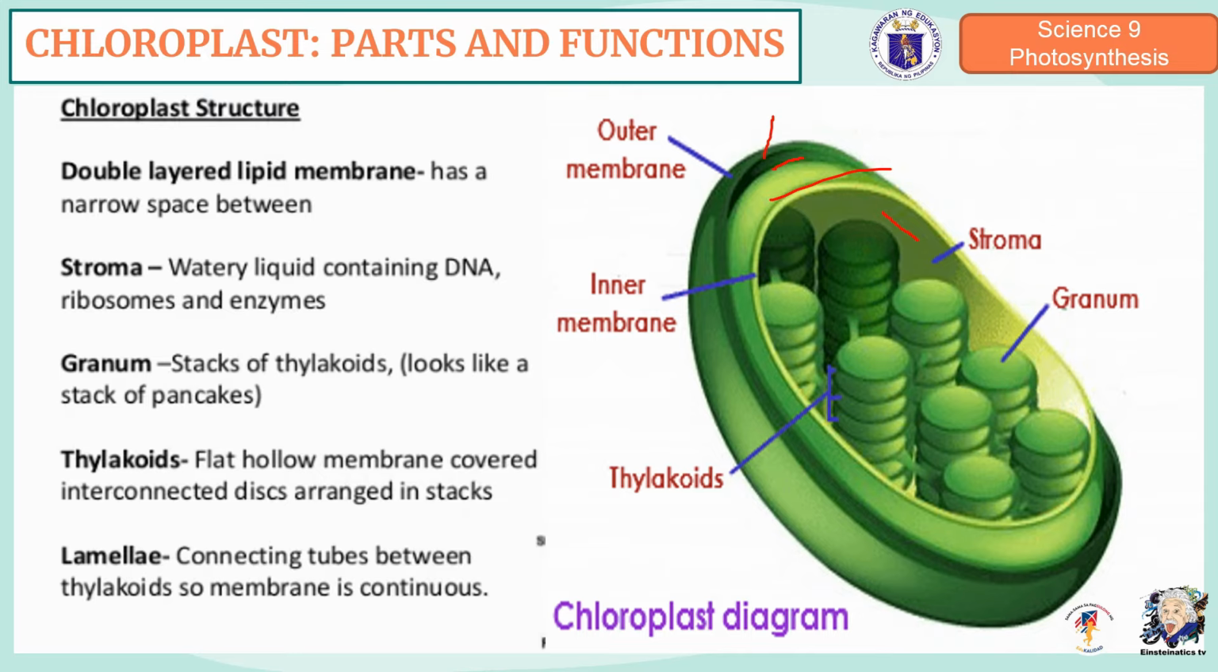Now, if you stack the thylakoids, just like this one, which looks like a stack of pancakes, this would now be called a granum. Whereas each of the parts of a granum is known as a thylakoid, which is a flat, hollow, membrane-covered, interconnected disc arranged in stacks. Now, what connects the thylakoids, these tubes, is known as the lamellae.